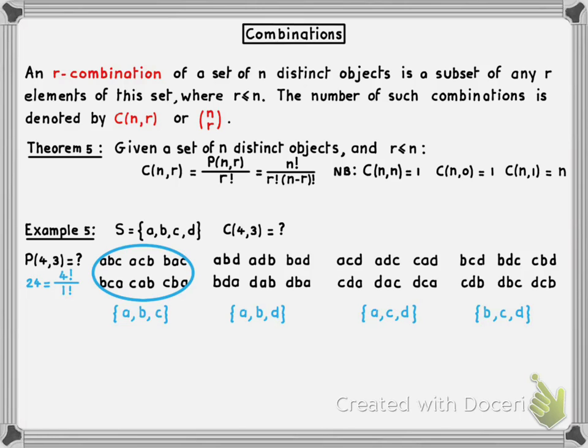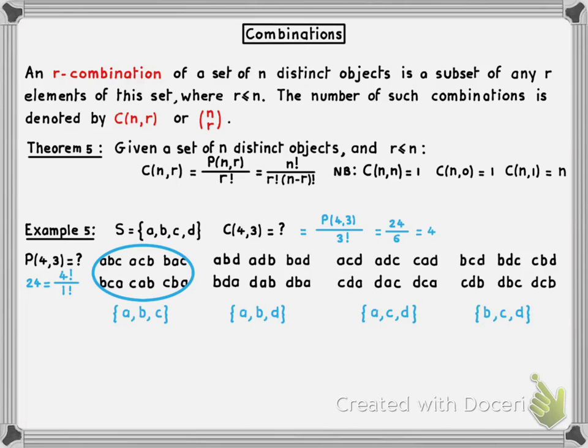So what we conclude is that there are only 4 subsets of size 3. In other words, the value of C(4,3) should be equal to 4. So we can check that by applying the formula in theorem 5. So we get P(4,3) divided by 3 factorial. We already know that P(4,3) is equal to 24. 3 factorial is 6. So we get 24 divided by 6, or 4.